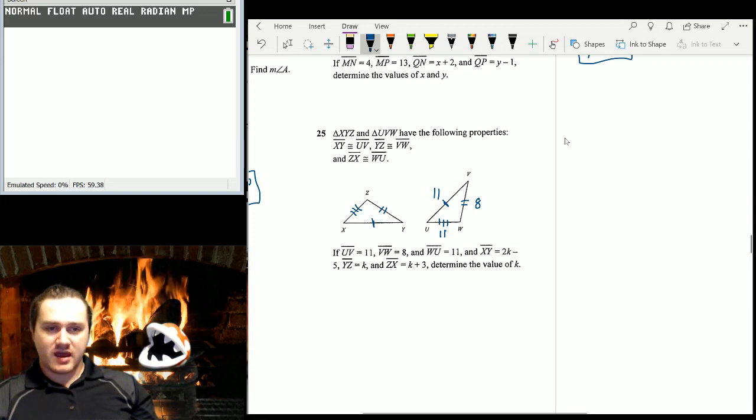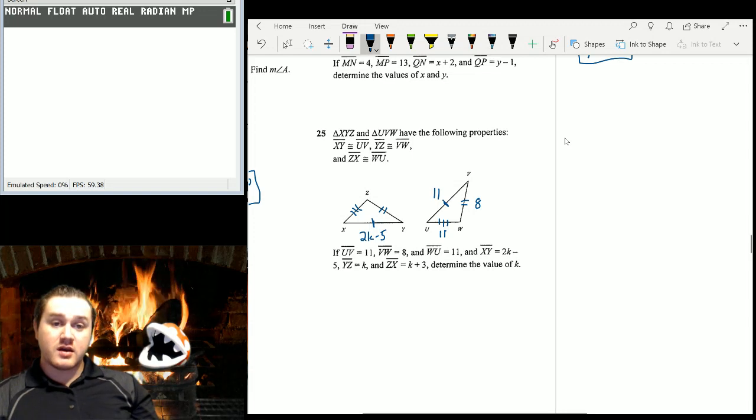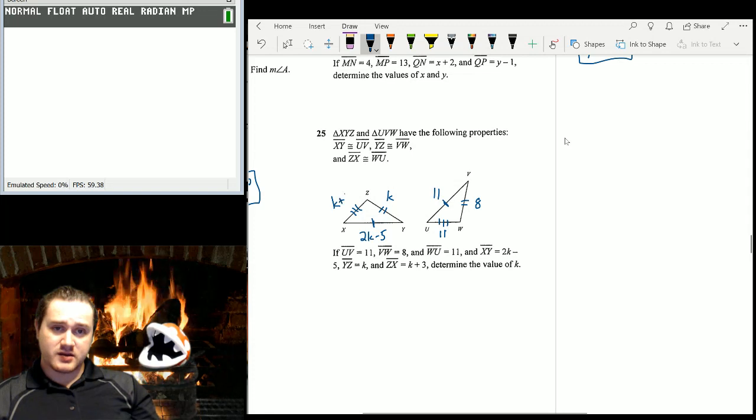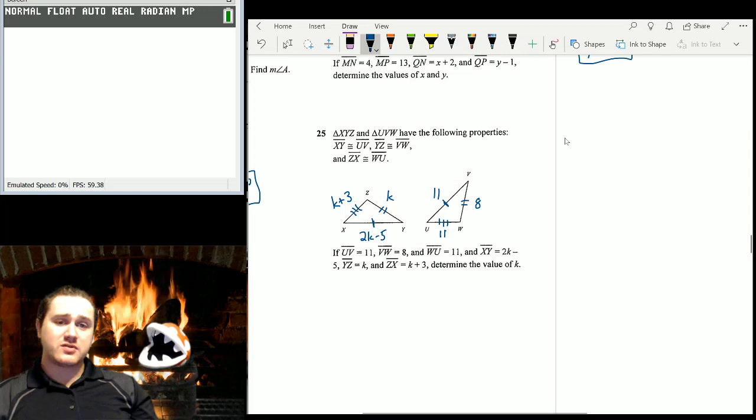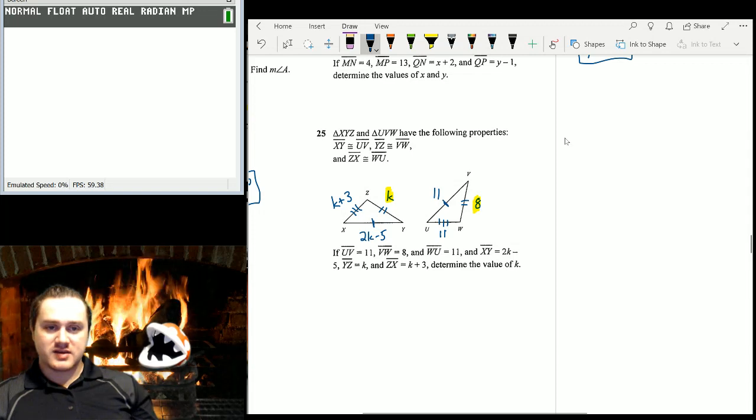We're going to do the other parts. It says XY is 2K minus 5. YZ is K. And then the next one is K plus 3. Now it wants us to find the value of K. I could plug it in with any of these three. However, there's a very simple one. Since ZY is K, ZY matches up with the side that is 8. So, fairly simple. Your answer is 8.